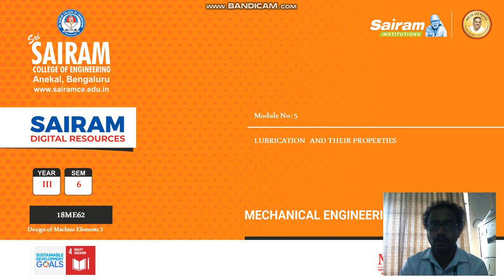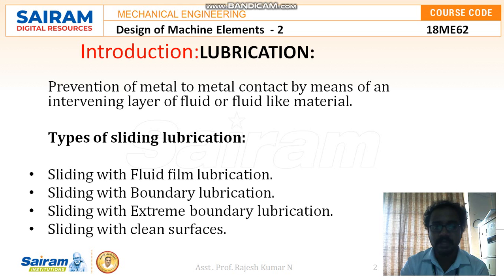In this particular video, we will be discussing the introduction part of the very first chapter, that is lubrication and its properties. So, what do you mean by lubrication? As we are all aware, the prevention of metal to metal contact by means of an intervening layer of fluid or fluid-like material, we call it lubrication. Why does lubrication have to be provided?